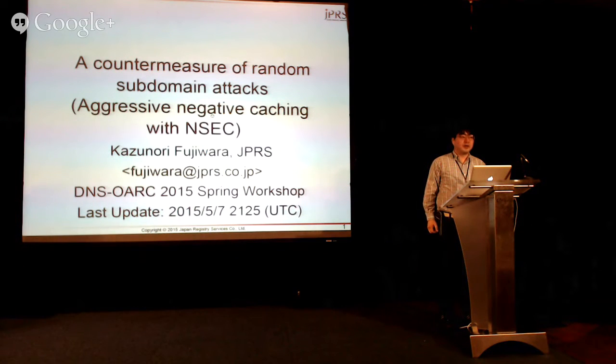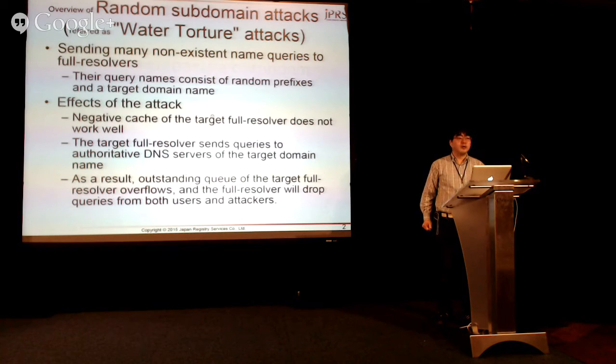Hello, I'm Kazunori Fujiwara from JPRS. Today I will talk about a countermeasure of random subdomain attacks, aggressive negative caching with NSEC. This is an overview of random subdomain attacks, referred to as water torture attacks. Random subdomain attacks send many non-existent name queries to full resolvers. Their query names consist of random prefixes and a target domain name.